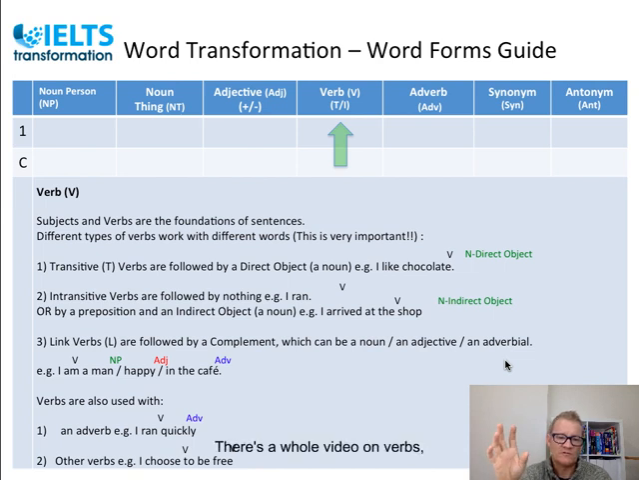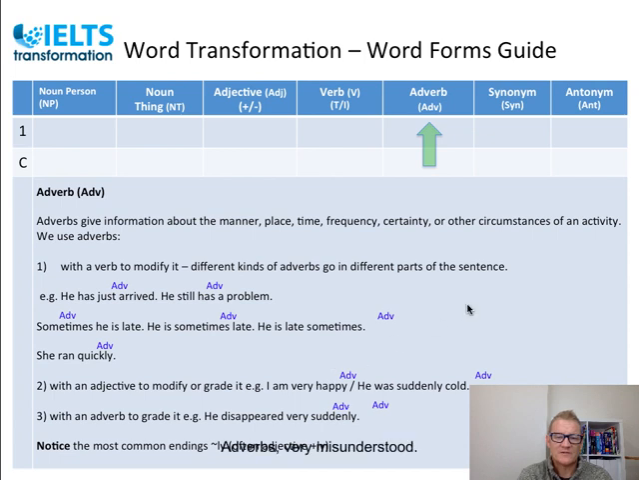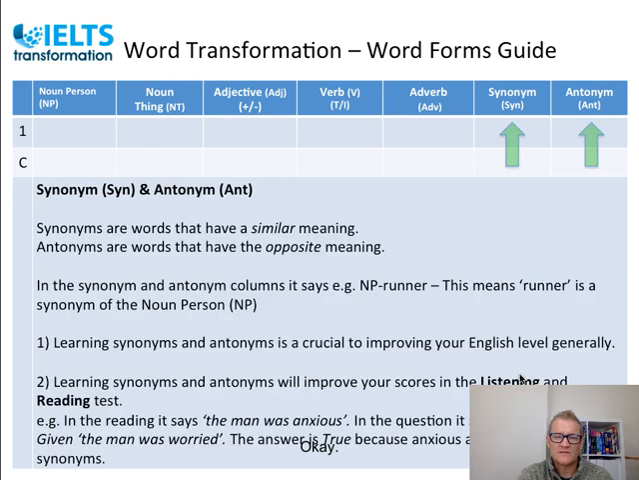Verbs. There's a whole video on verbs, so take your time to watch that again if you can. This is the basic information. Again, pause the video and take your time to read this. Adverbs, very misunderstood. There's lots of different types of adverbs as well. There's adverbs of, it says there, time, place, manner, frequency, certainty. Most common endings, ly: slowly, quickly, unfortunately. Okay. Synonyms and antonyms, similar meaning, opposite meaning. Pause the video, take a moment to read this.